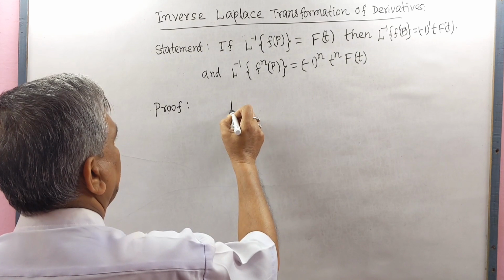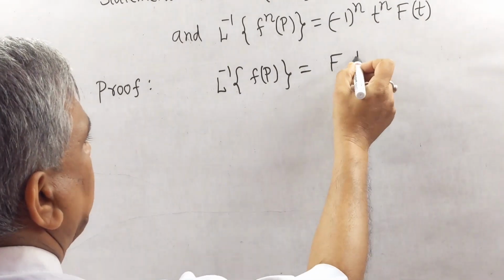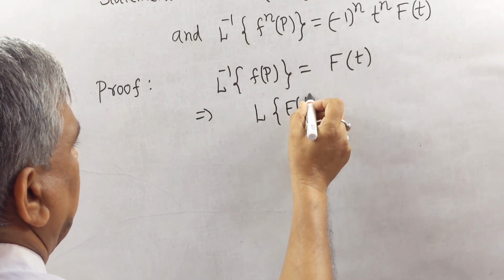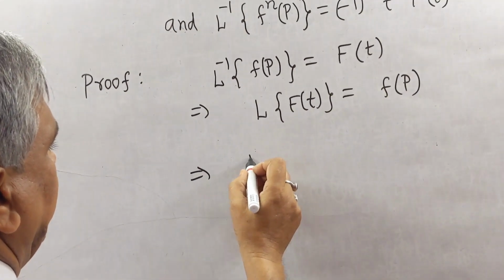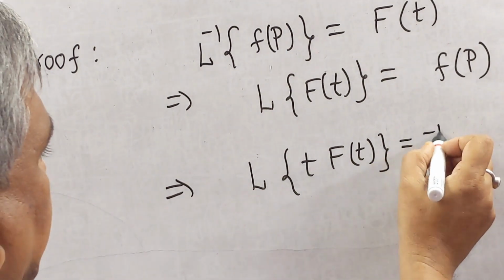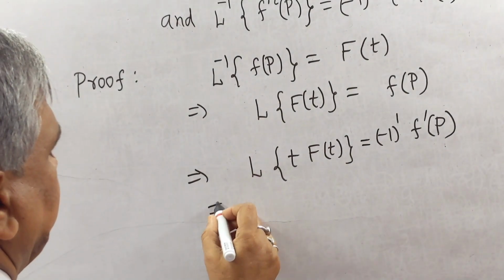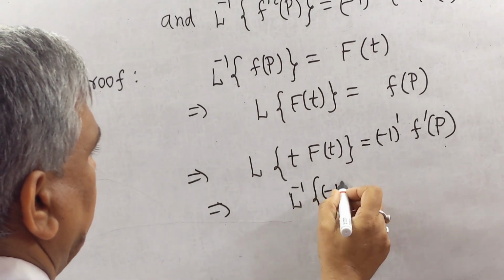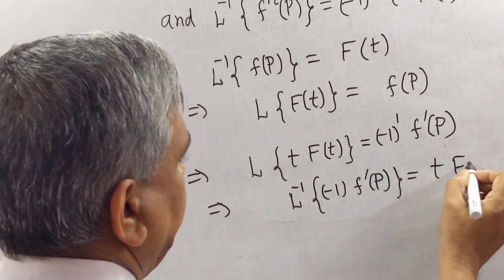Since given that L inverse F(p) equal to f(t), implies that L f(t) equal to F(p). By multiplication by t, L t f(t) equal to minus 1 to the power 1 F dash(p), implies that L inverse minus 1 F dash(p) equal to t f(t).